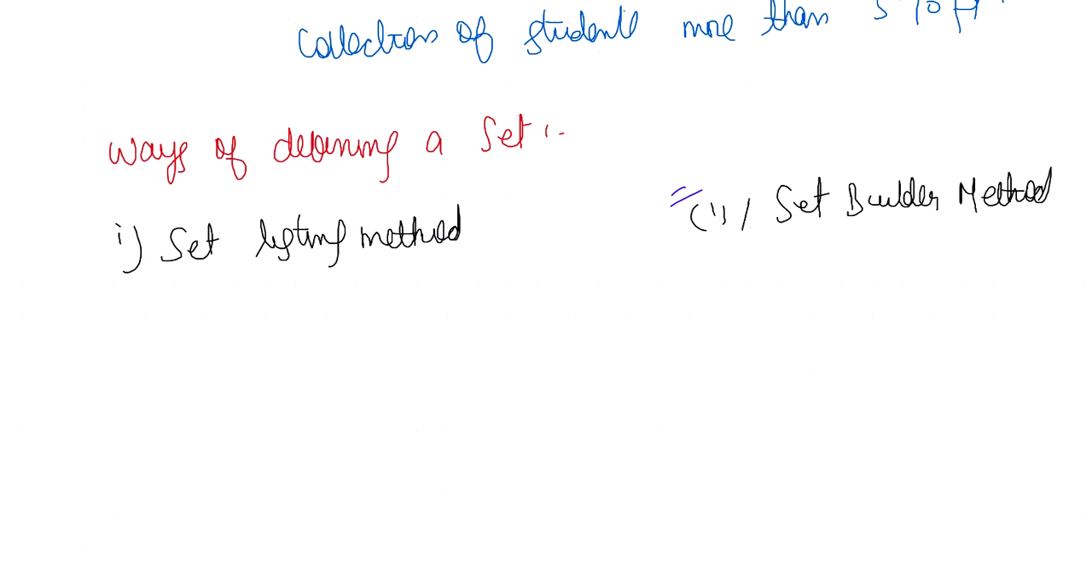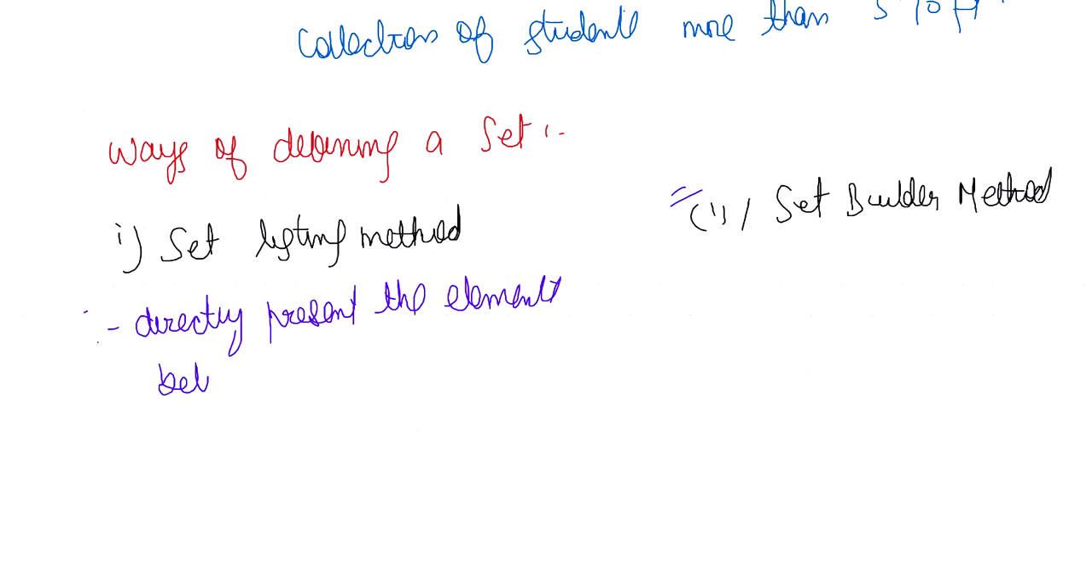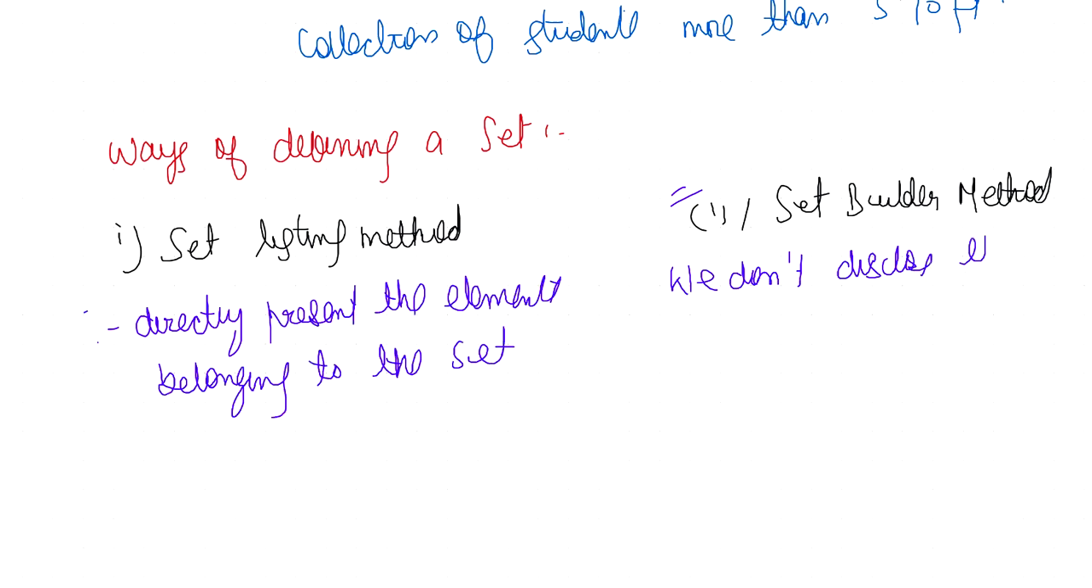In set listing method, what you do is you just directly make the list of elements, directly present the elements belonging to the set. So for an example, or let me write this and then I'll give the example. Over here, we don't disclose the elements, but their properties.